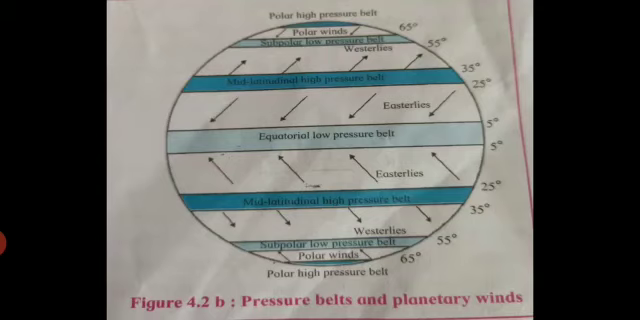See the figure 4.2b carefully and we get to see that between the latitudes 5 degree north and 5 degree south, the equatorial low pressure belt is formed. Between 25 and 35 degrees north and south, we have the mid-latitudinal high pressure belt formed. Between 55 degree and 65 degree, we have the subpolar low pressure belt formed. And between 80 degree to 90 degree north and south, we have the polar high pressure belt formed.